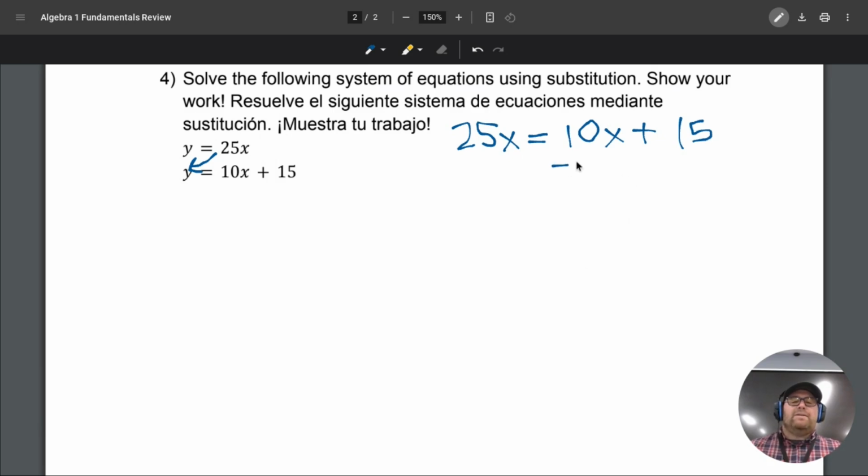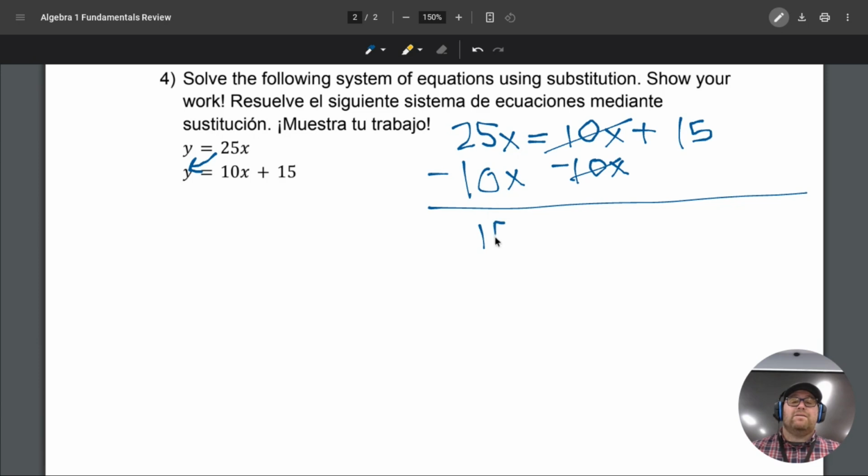I'm going to subtract 10x from both sides. The 10x's on this side are going to cancel. 25x minus 10x is 15x, which equals 15. I'm then going to divide both sides by 15. These will cancel, and I'll get x equals 15 divided by 15, which is 1.